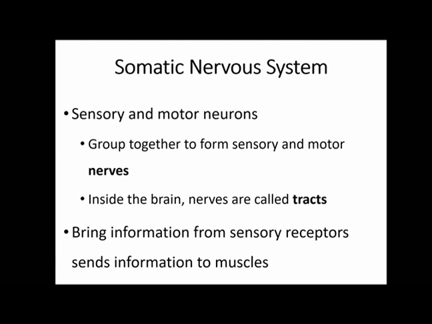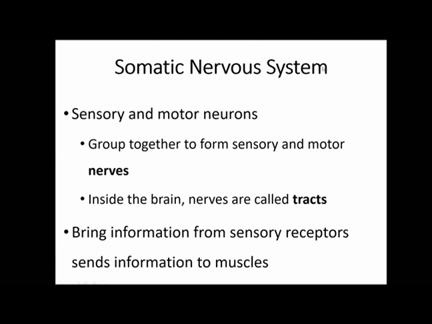And because it's a science and people like to name things in really annoying ways, inside the brain, if we're talking about nerves, we're actually going to call them tracts. They're the exact same thing. They're still bundles of sensory or motor neurons, but once they're in the brain, you call them a tract. But if we're outside of the brain, when we're in our somatic nervous system, we're going to call them nerves, and that's just a collection of our neurons.